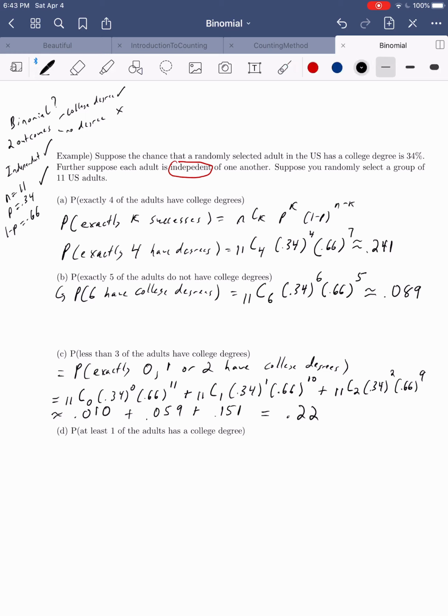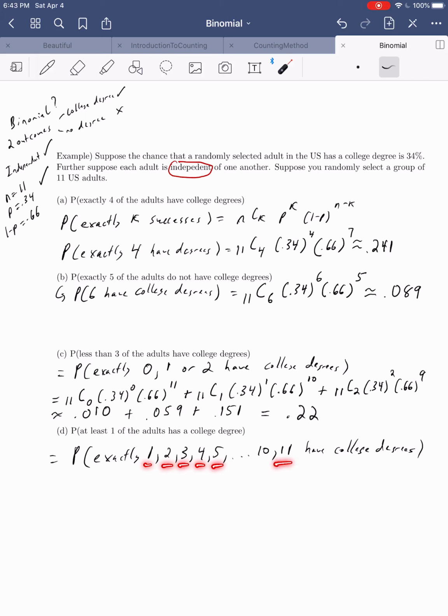All right, one last one with this example. Let's try to do the chance that at least one of them has a college degree. So same idea, at least one could mean a lot of things. That could mean exactly 1, 2, 3, 4, 5, all the way down to all 11 have college degrees. Now that doesn't look very pleasant to do because that means we'd have to use our formula 11 times. So we could do that if you have a lot of extra time on your hands. Sure, why not? But we can do it a little bit better of a way.